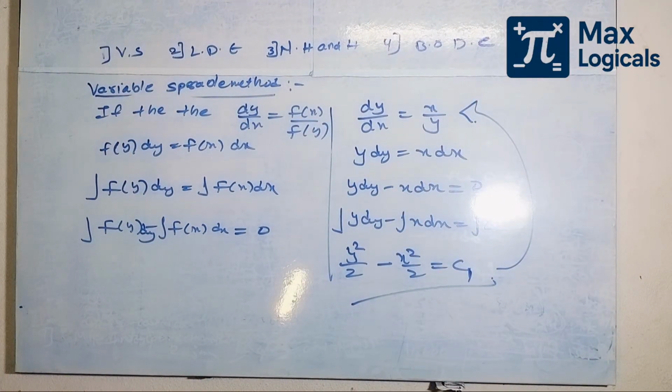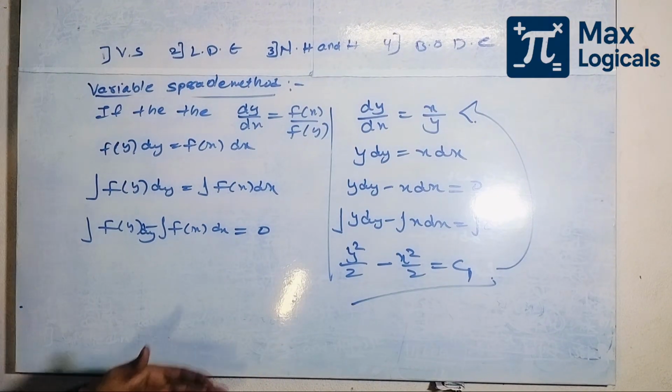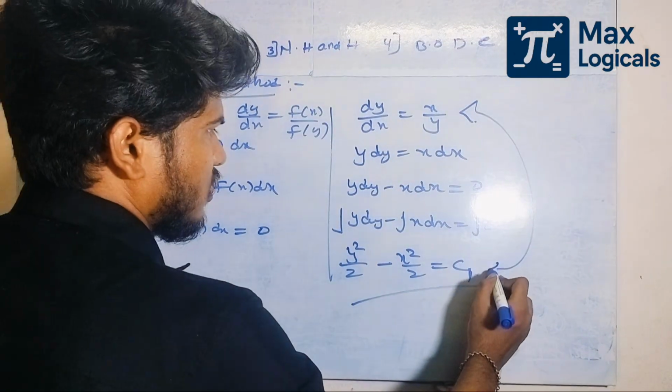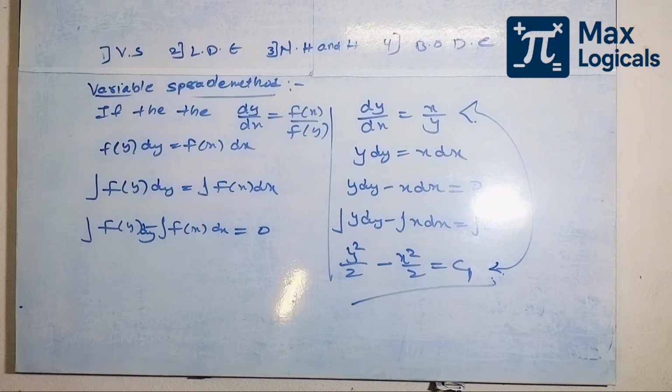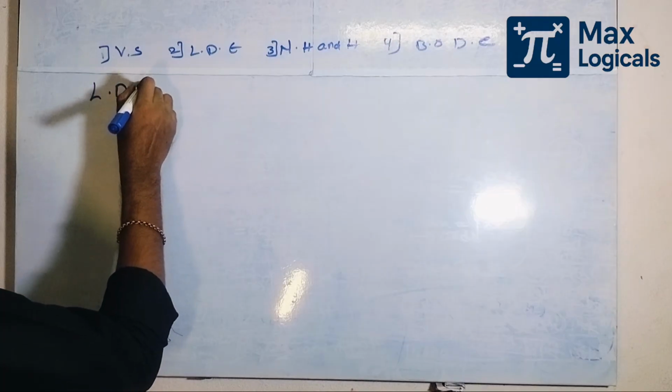Here my differential equation is dy by dx equal to x by y. We are solving this differential equation by using the variable separable method. That is, we get the solution y square by 2 minus x square by 2 equal to c1. And the next method is linear differential equation.